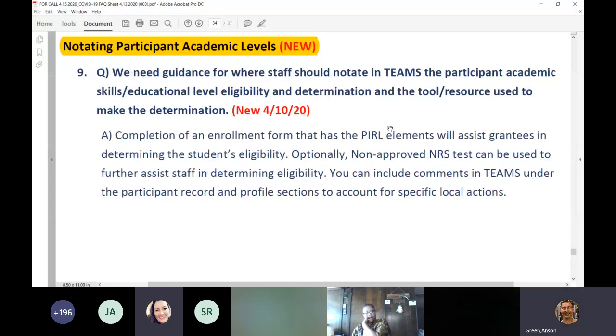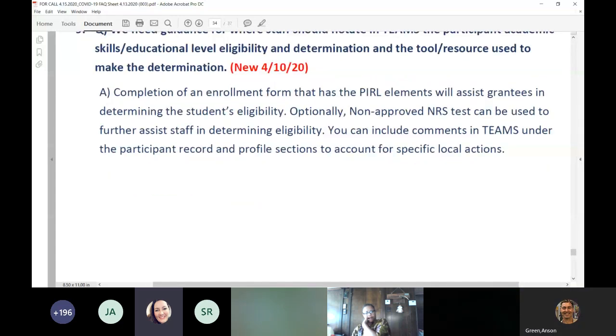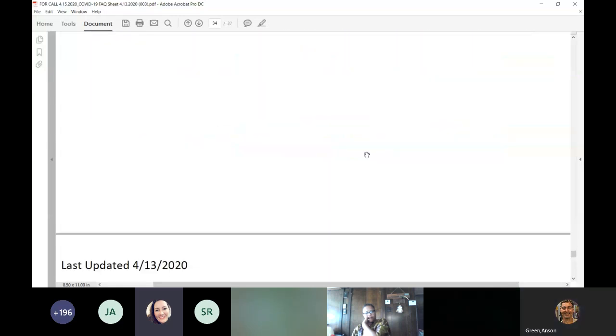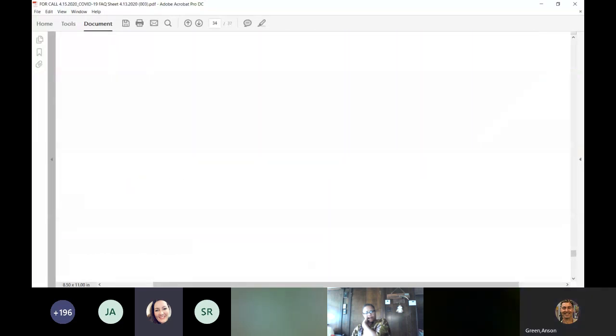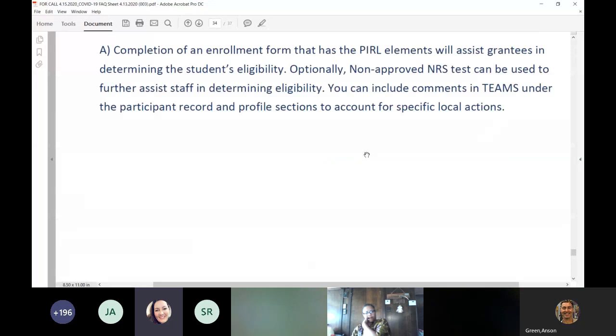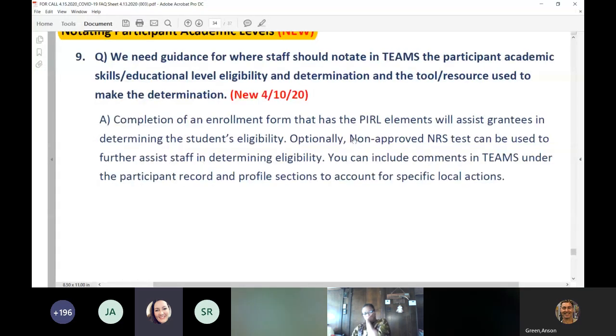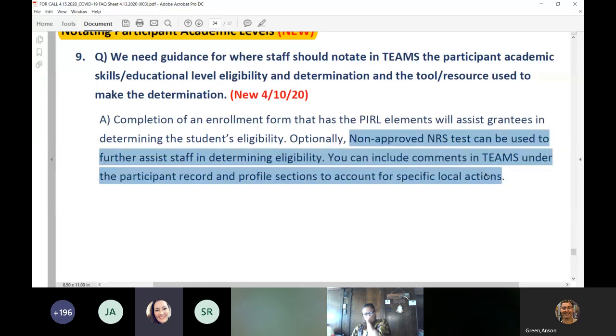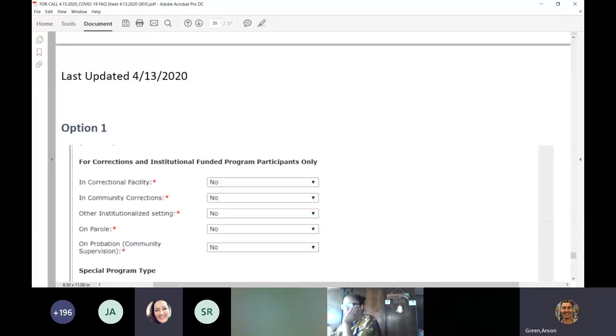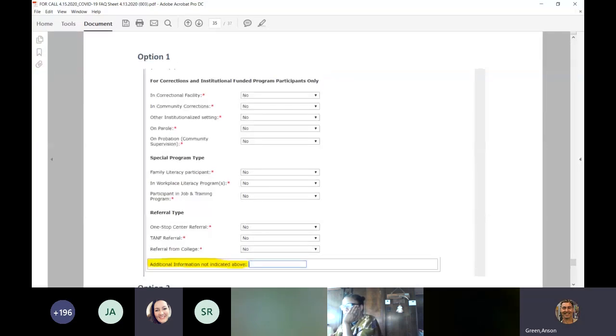Once you've figured out this is our process, these are the tools we're going to use to determine what bucket this student falls into, whether that's a non-NRS approved test, or we're going to review the enrollment form and utilize that information to help us determine this. There's really only a couple of places in TEAMS. If you actually wanted to make a record in TEAMS, which I would really recommend that you have as part of your process.